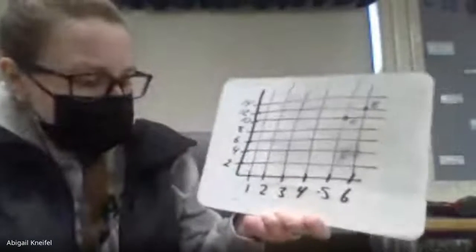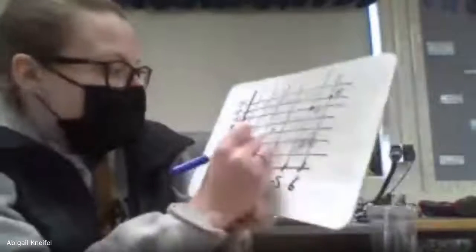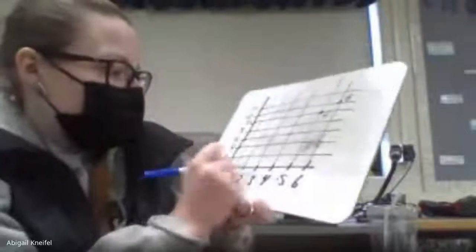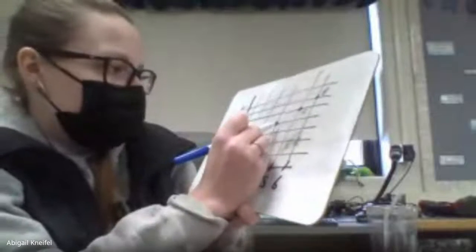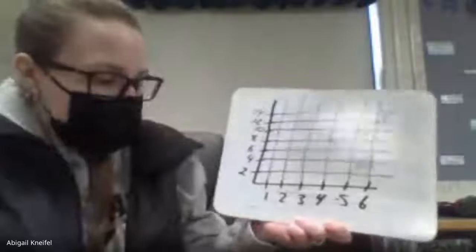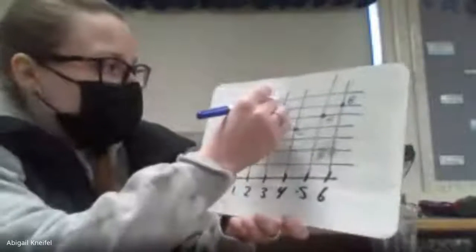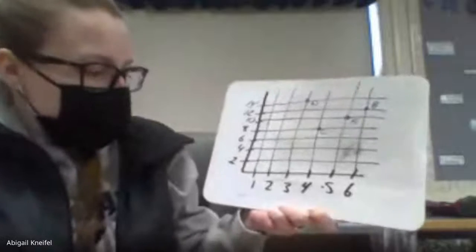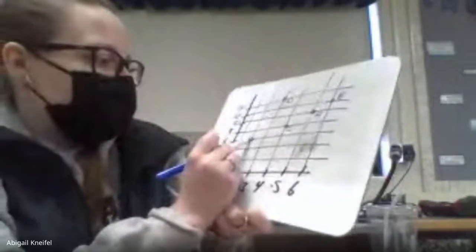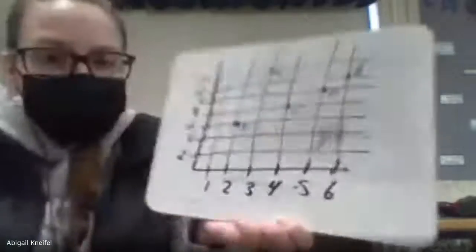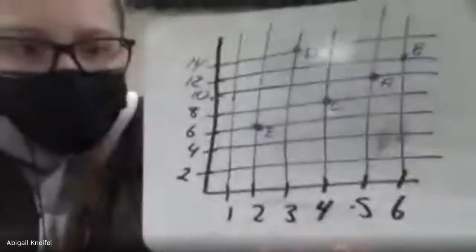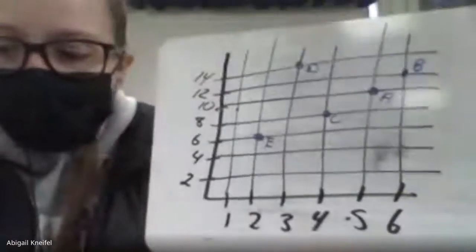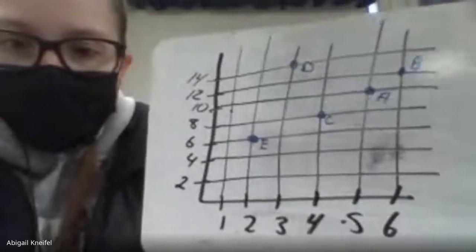C, over 4, up 8. D was over 3, up 14. And lastly, E was over 2, up 6. So this is how my graph would look, okay? I would have done 1s on the bottom and 2s on the y-axis.